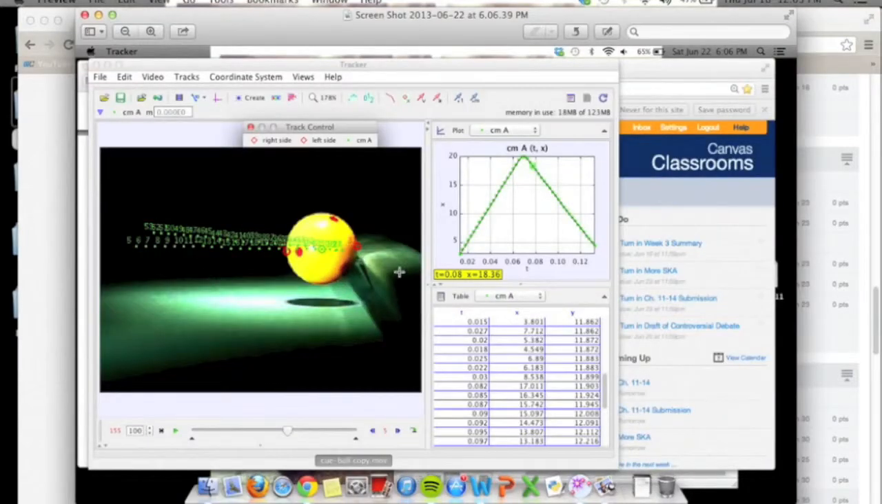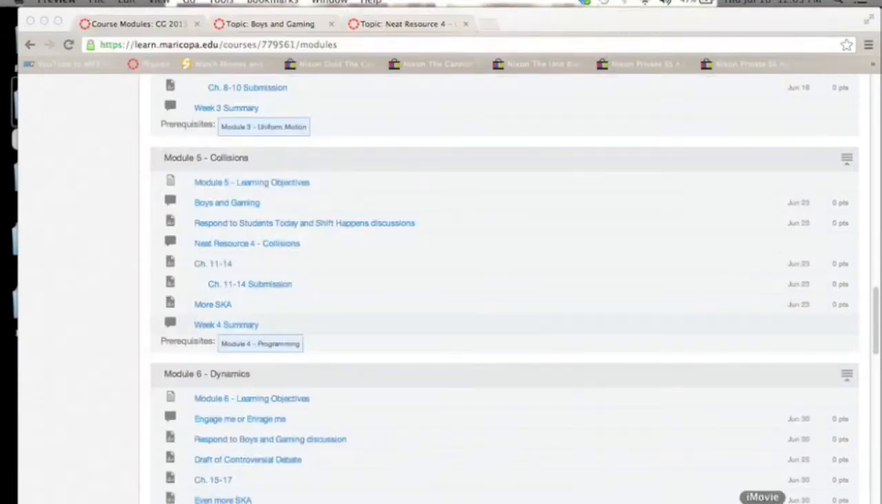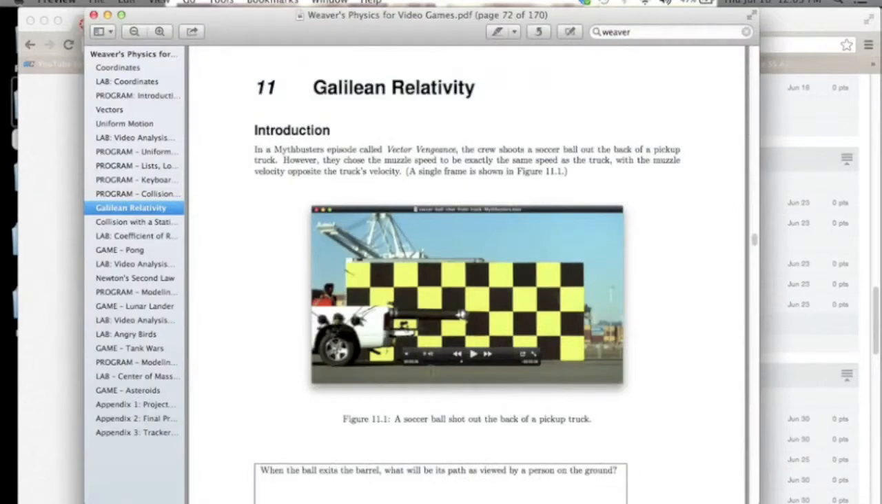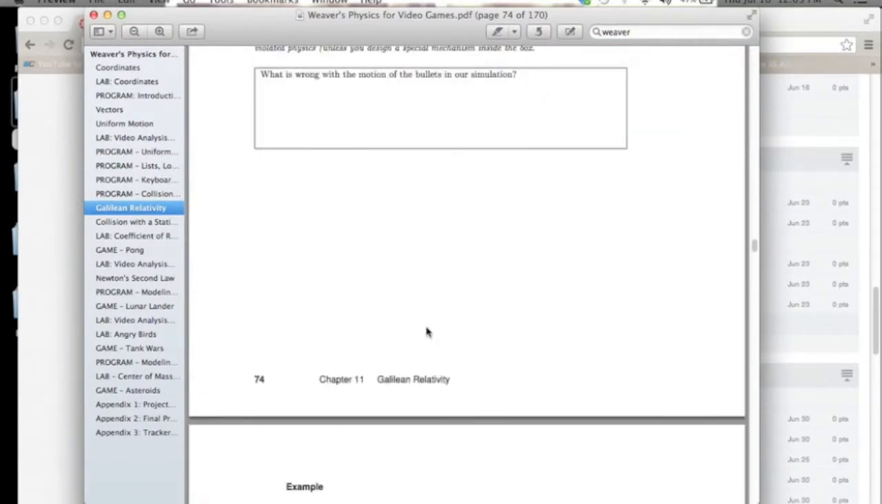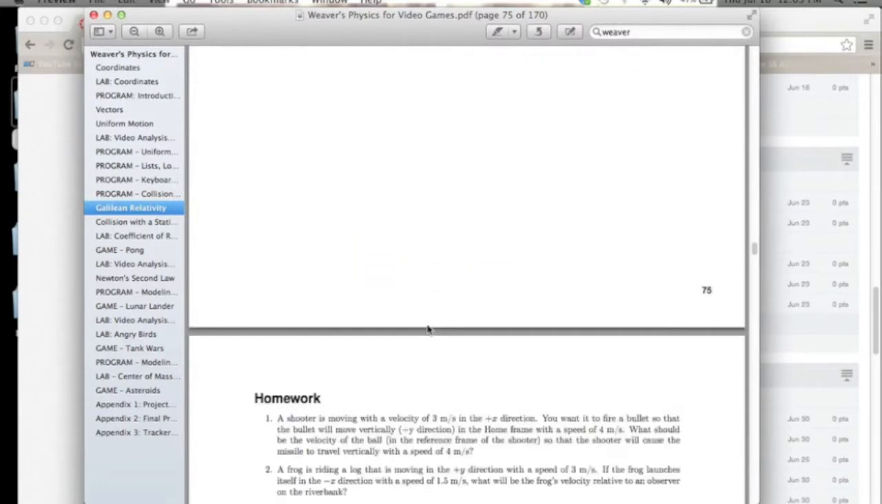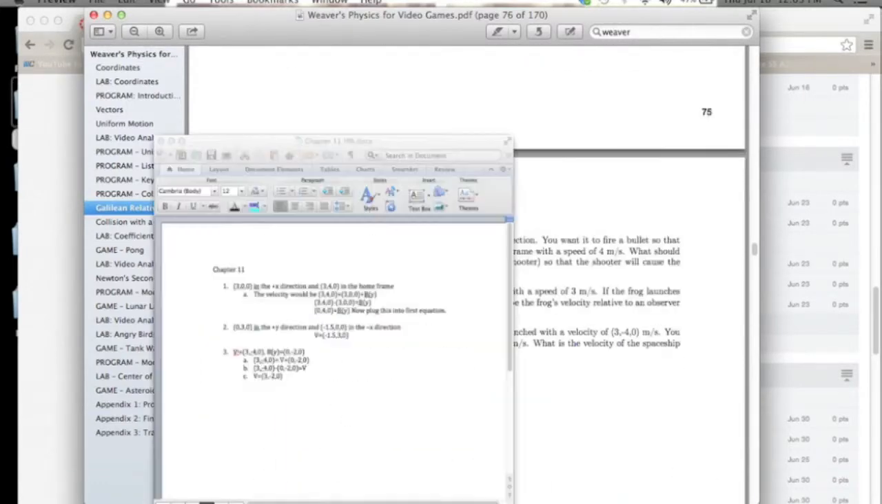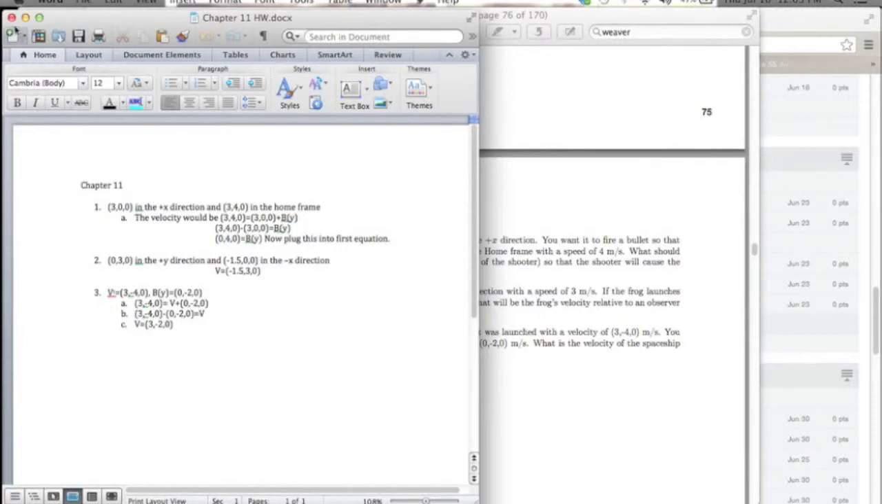Chapter 11 is, I believe, Galilean relativity, giving a perspective of velocity's relativity. We had to calculate velocity and do some questions. And here are the answers to the questions.